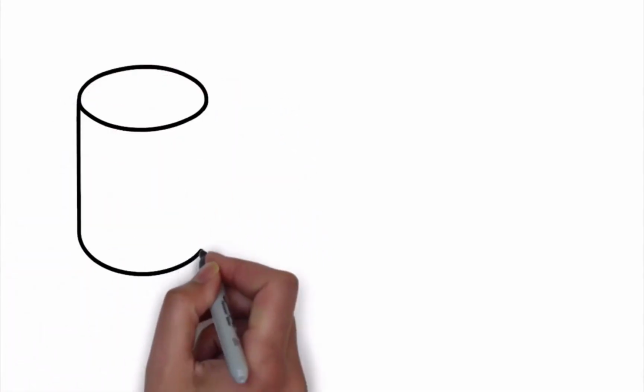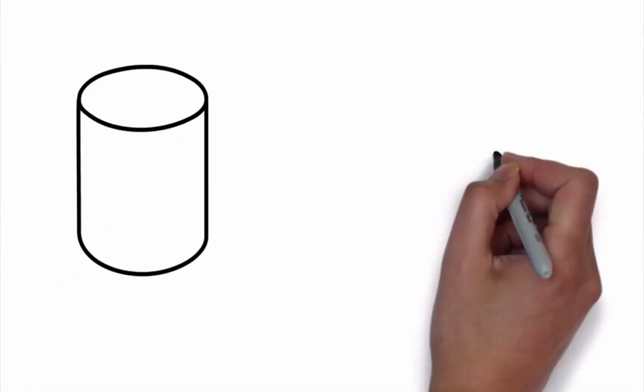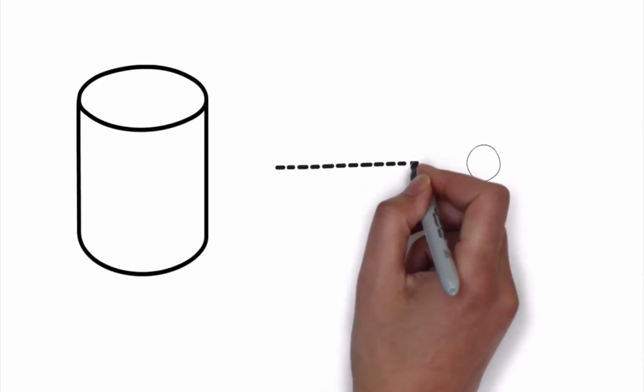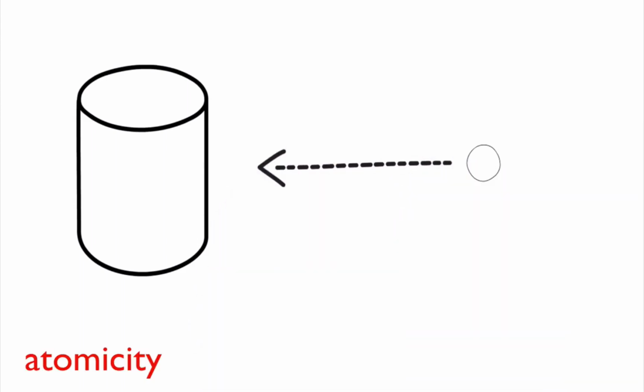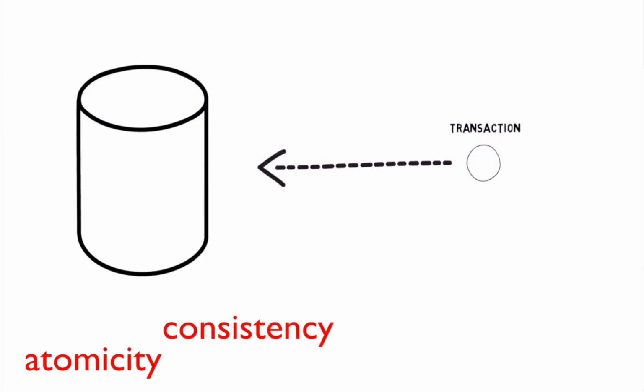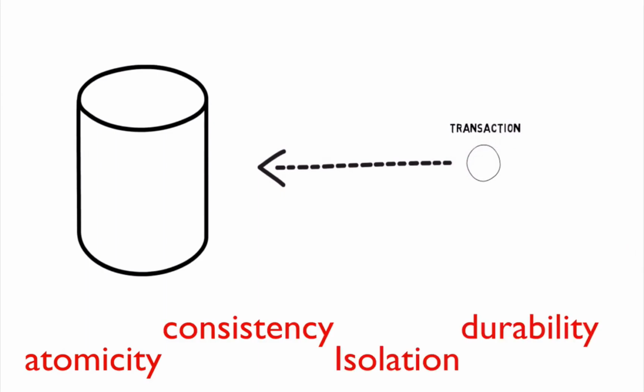The ACID model is one of the oldest and most important concepts of database theory. It sets forward four goals that every database management system must strive to achieve. And those four are atomicity, consistency, isolation, and durability, hence ACID. So what do they mean? What is atomicity?